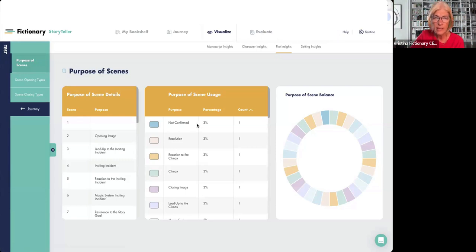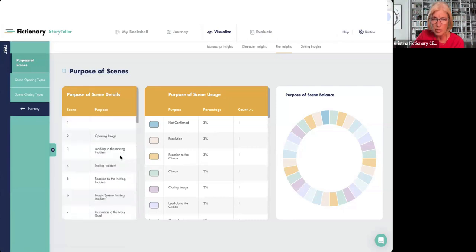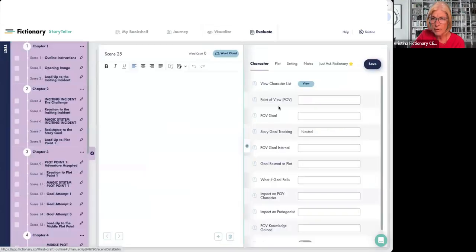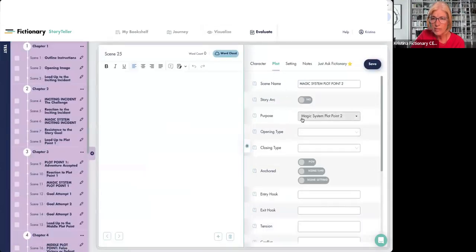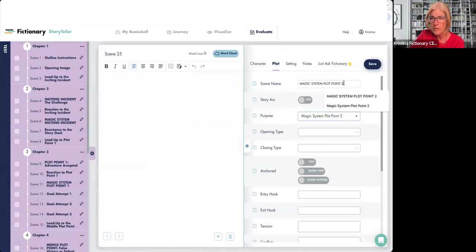Okay, so we don't need this. So here, what we've done is we've filled in all of the scene purpose for you. And what we recommend is, let me go back to the evaluate page. When you've got your purpose of scene here, you can either update it. To update it, you can just type whatever you want in the text and click add, or you can update your scene name to be specific to your book.